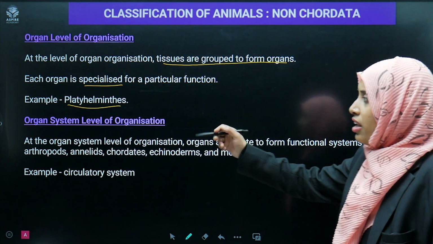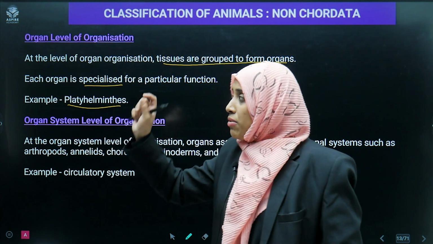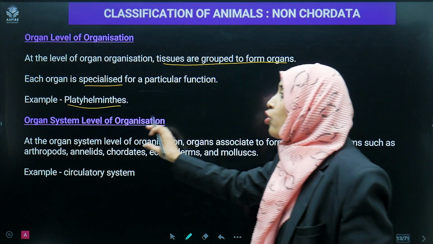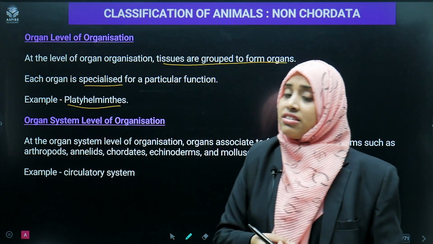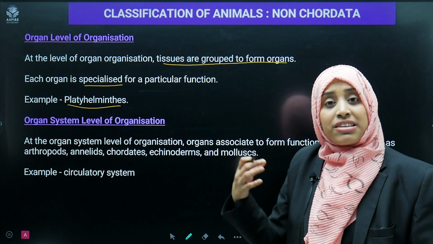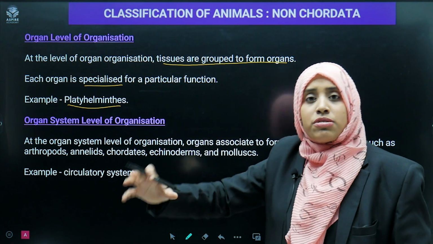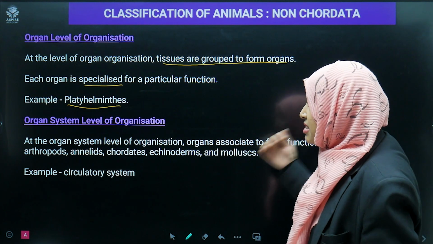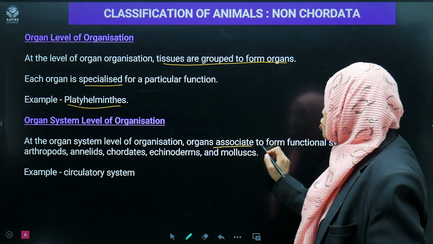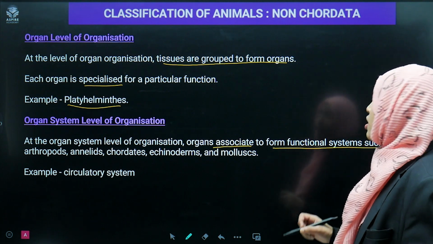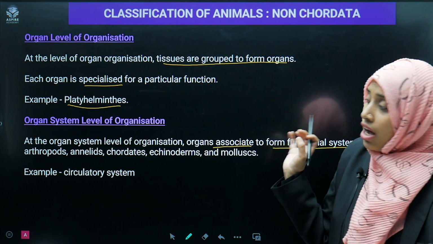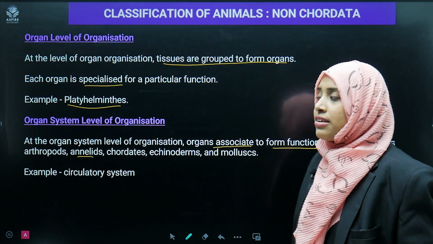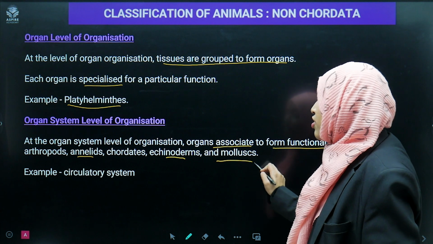Okay, then organ system, और that means यहाँ तक Platyhelminthes में हमने देखा कि organs develop हुए, but here whole organ system, जैसे हमारे पास है digestive system, respiratory system, excretory system, so systems भी बन चुके हैं. So at the organ system level of organization, organs associate to form the function. ठीक है, और ये कहाँ कहाँ आपको देखने मिलेंगे, arthropods, annelida, chordates, echinoderms and even mollusca.